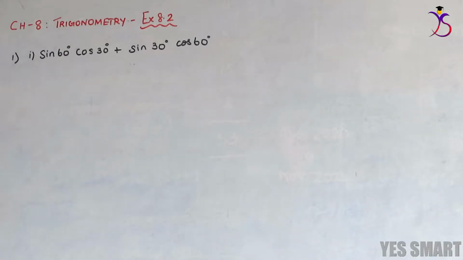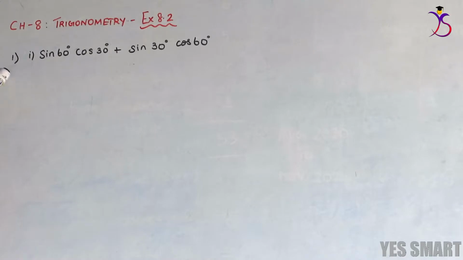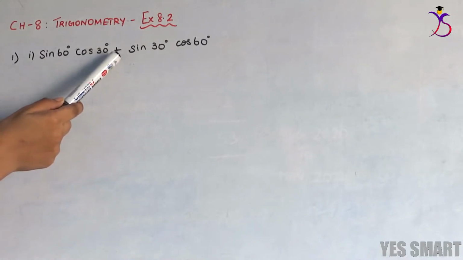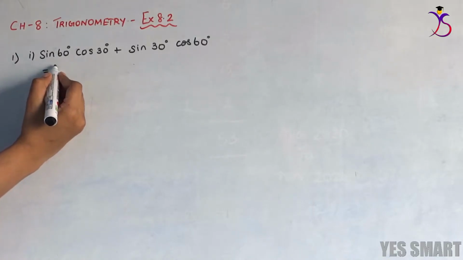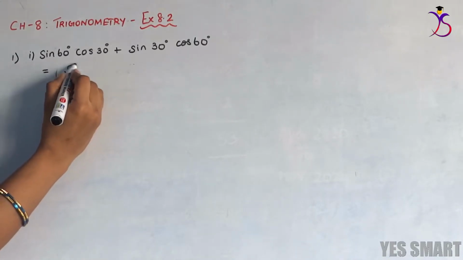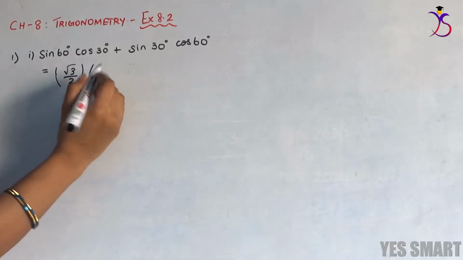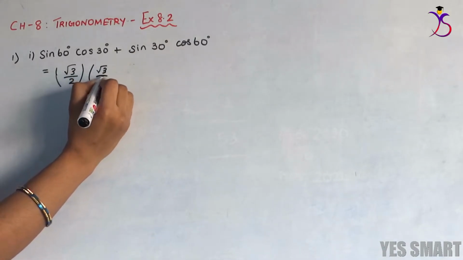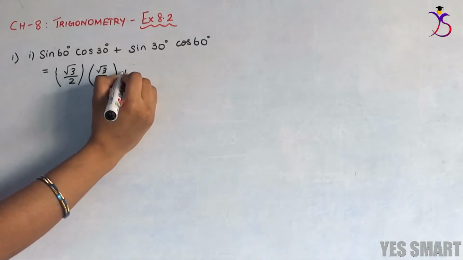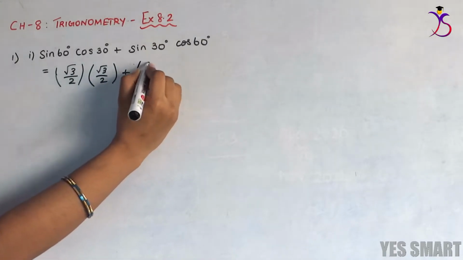So, today's topic is exercise 8.2, first sum, first subdivision: sin 60 cos 30 plus sin 30 cos 60. We know that sin 60 value is root 3 by 2 and cos 30 value is root 3 by 2. Now sin 30 value is 1 by 2. Similarly, cos 60 value is also 1 by 2.